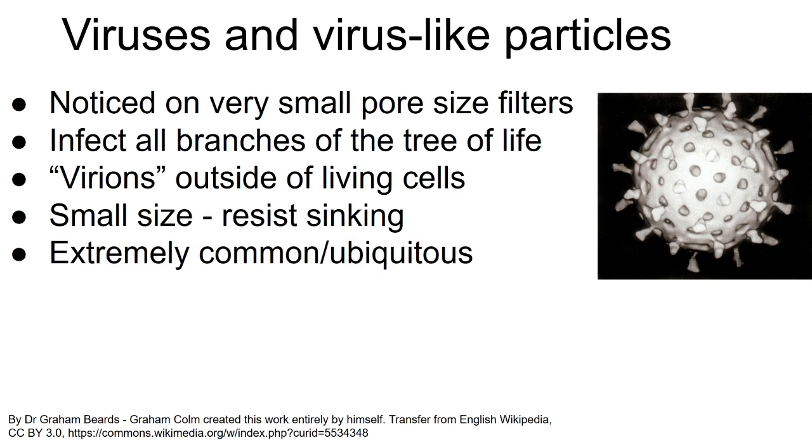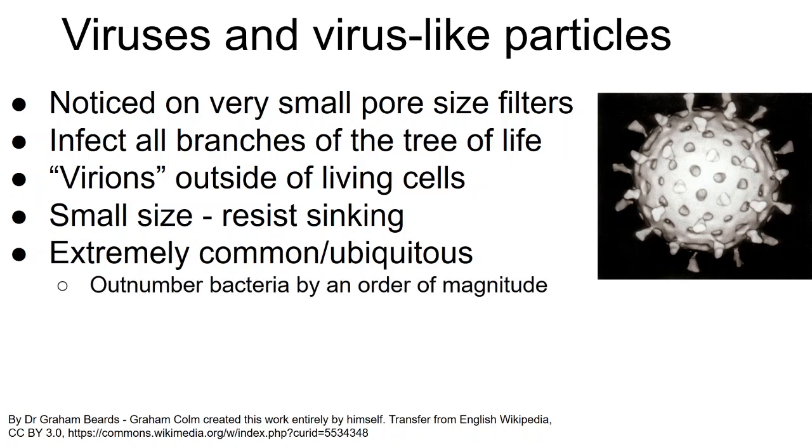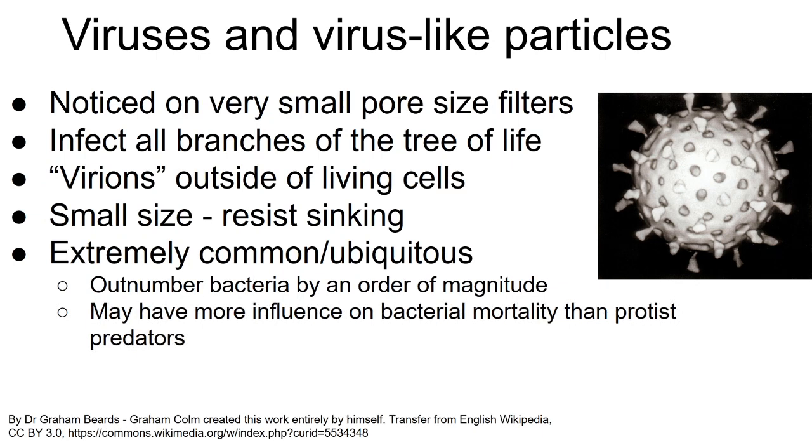Viruses are extremely common. We find them virtually everywhere. And we know that they can outnumber bacteria by an order of magnitude or more. It's been hypothesized that they have more influence on how many bacteria die, and when those bacteria die, than do the protist predators that we're familiar with, the small eukaryotes that are swimming around in aquatic ecosystems. And so it may be that viruses are a really important part of aquatic ecosystems, and we should work on understanding them.